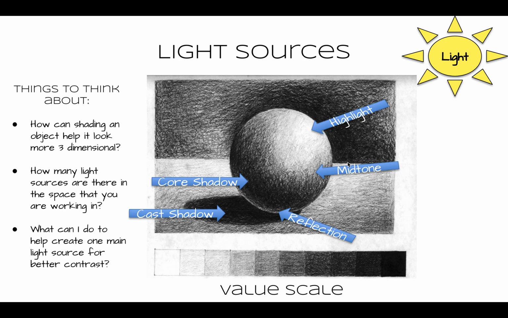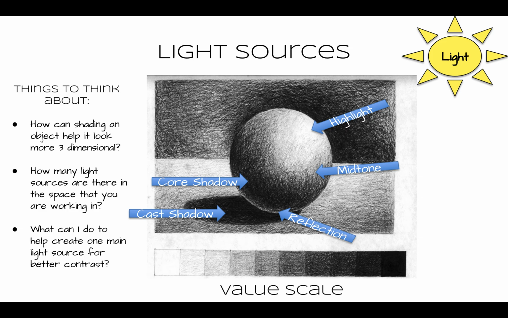That's where the object is preventing the light from reaching the surface it's sitting on. So the object itself is casting a shadow, or making a darkened version shape of that object onto the table or the surface. So some things to think about. How can shading help an object look more three-dimensional? Well, by changing our values, we can represent what we're seeing on our actual object as far as how the light is striking it.